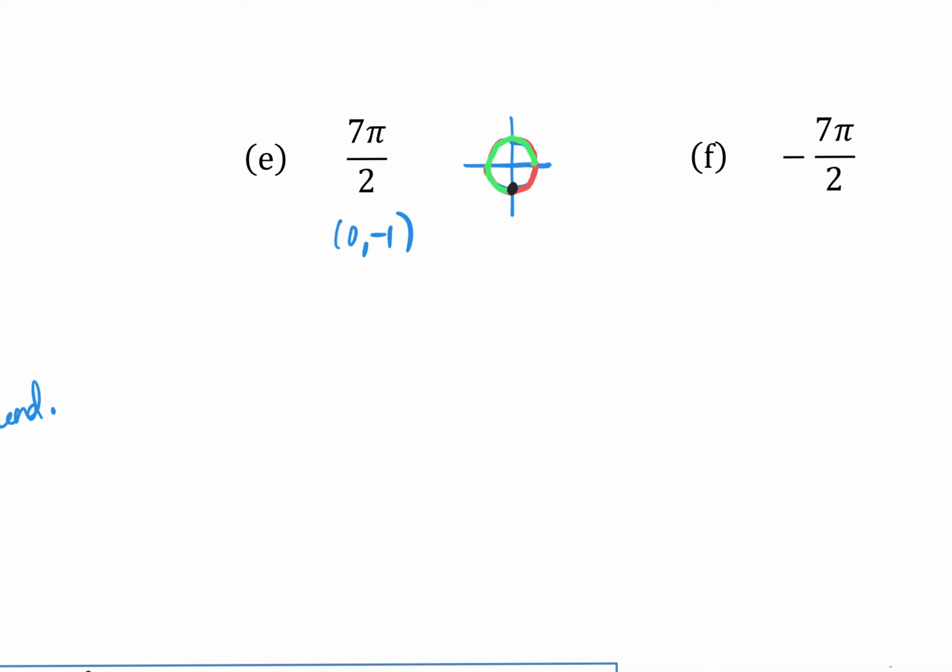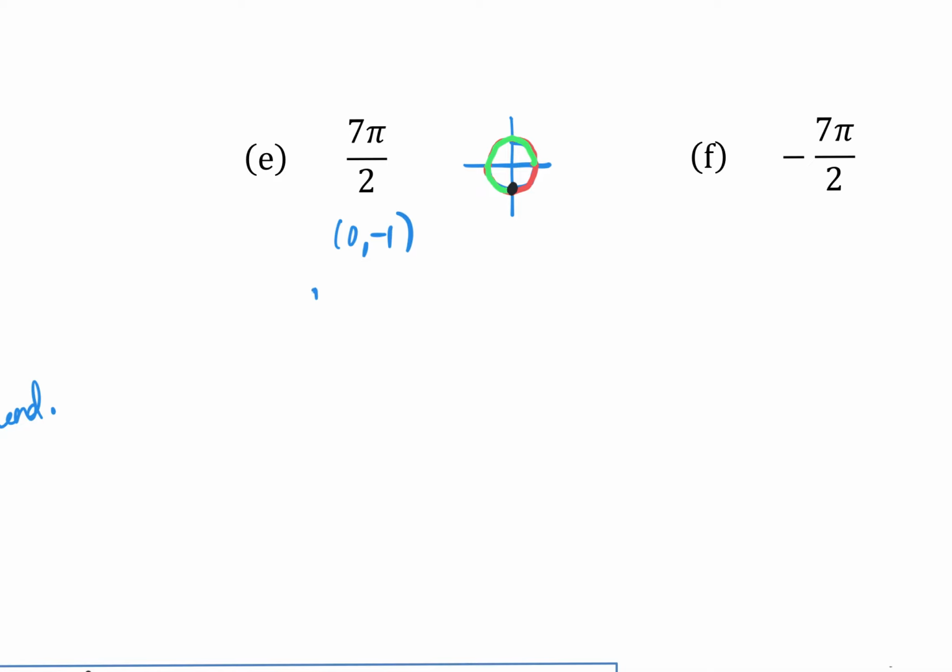(0, -1). So that's the nice thing about the circle, is you can always count. If you're looking at pi over 2's, you just count the pi over 2's till you reach 7 pi over 2. That's one way. The other way is you can use the idea of coterminal angles, which we did in 9.1. You can just take 7 pi over 2 and subtract 2 pi until you get to a value that's on the unit circle. However, (0, -1) corresponds to the same values we had in part C.